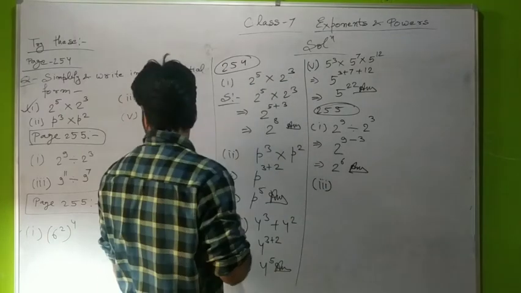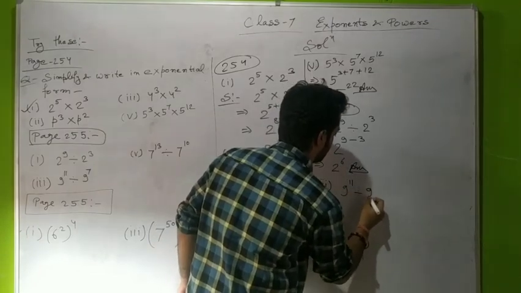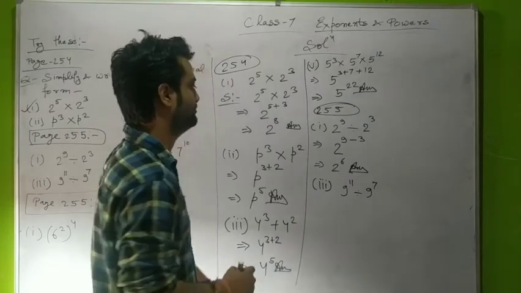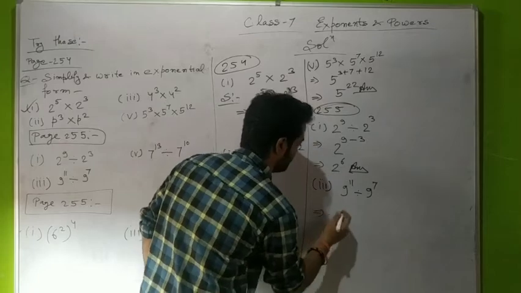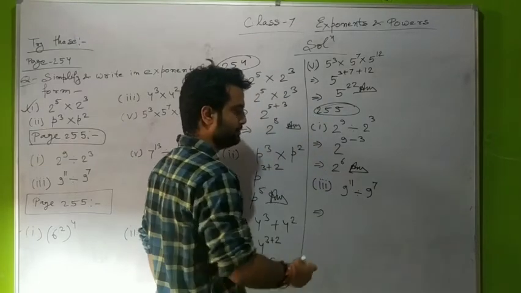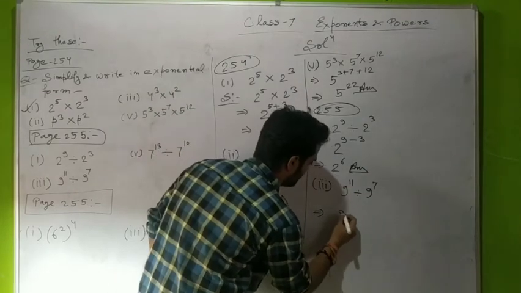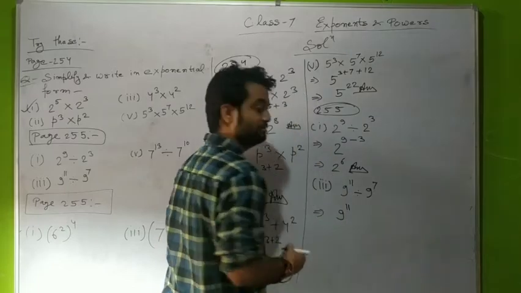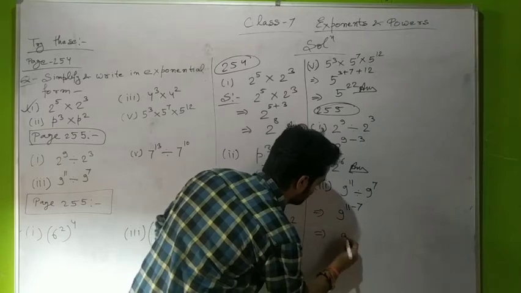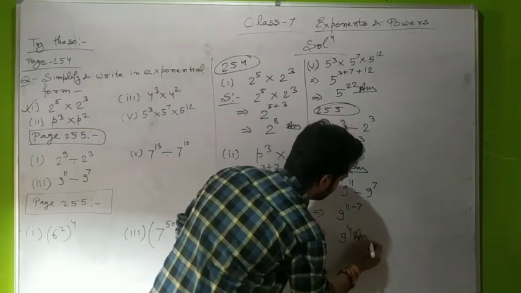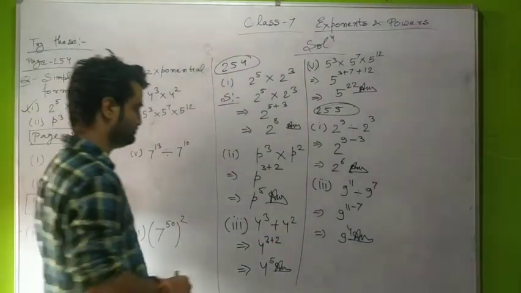Third question is 9 raised to the power 11 divided by 9 raised to the power 7. The way we have solved the first question, in the same way the third one can also be solved. Here the base is 9, exponent is 11, base is 9, exponent is 7. So it can be written as 9 raised to the power 11 minus 7. 11 minus 7 gives us 4. So our answer is 9 raised to the power 4. Okay, let's move to the fifth question.